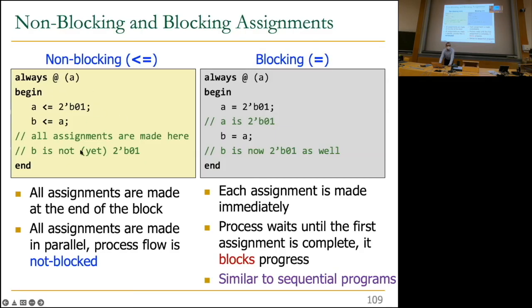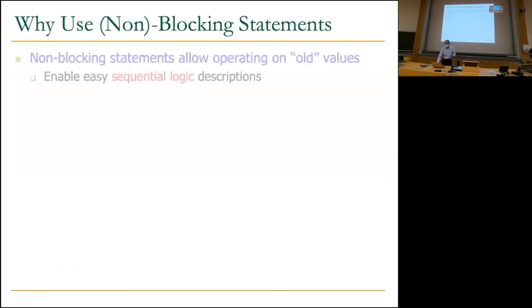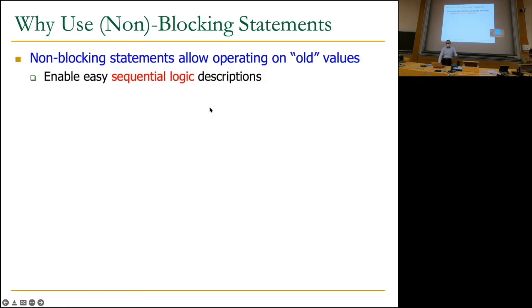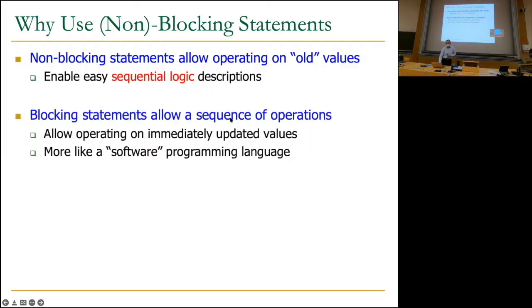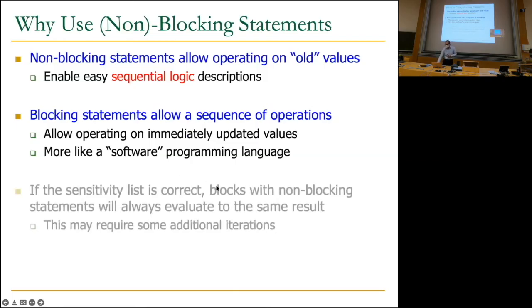But this serves a different purpose. This serves the purpose of really sequential logic, where state changes at the end of a clock cycle, or at the end of a signal, let's say, based on the sensitivity list. Does this make sense? This is an important distinction between non-blocking and blocking assignments. So why do you use non-blocking statements? Because non-blocking statements allow operating on old values and enable easy sequential logic descriptions. Hopefully, I've convinced you of that. Blocking statements allow a sequence of operations, meaning they allow operating on immediately updated values. It's more like a sequential software programming language.